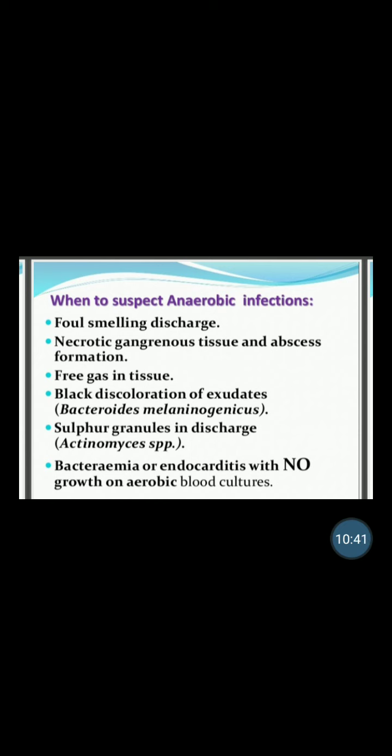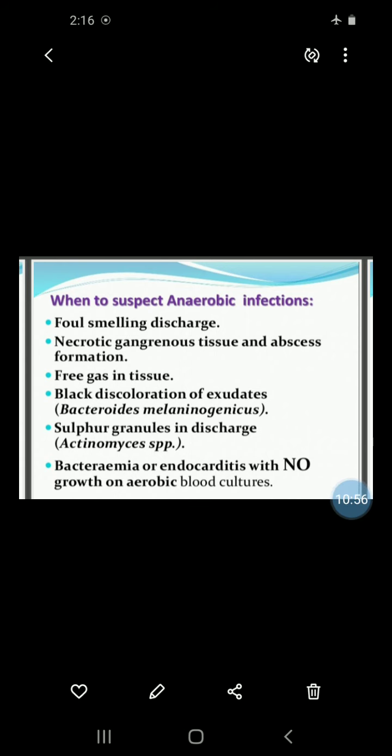First, foul smelling discharge, then necrotic gangrenous tissues and abscess formation, then free gas in tissues, then black discoloration of exudate, that is Bacteroides melaninogenicus, then sulfur granules in discharge, then bacteremia or endocarditis with no growth in aerobic blood cultures.